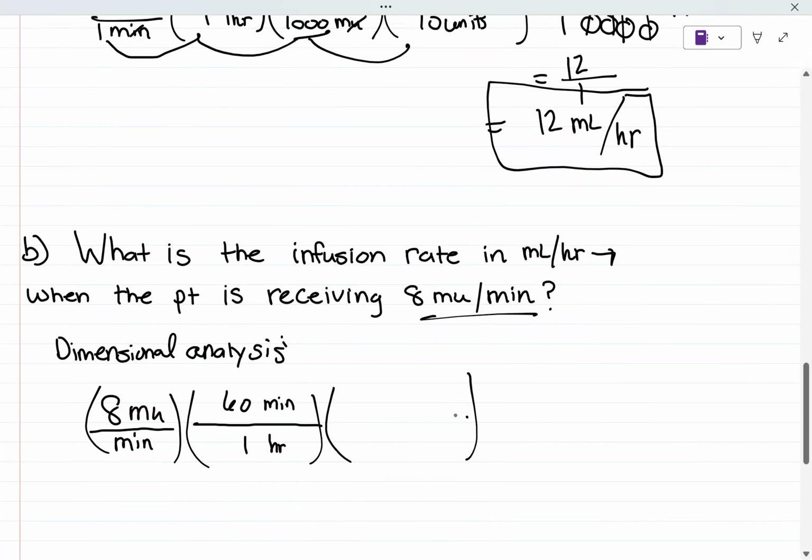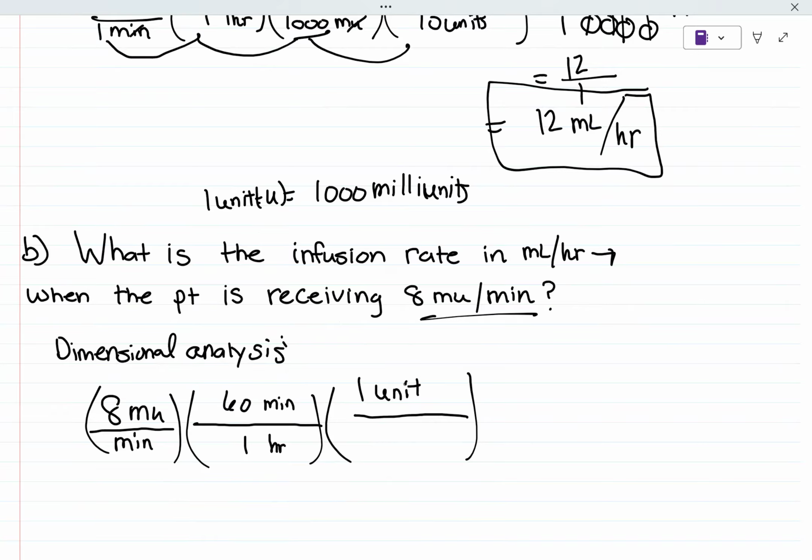Be careful how you do this. We said that 1 unit is exactly 1,000 milliunits. So how do we do this? Do we put the milliunits on the top or the units on the top? You're going to put 1 unit on the top and then 1,000 MU on the bottom.